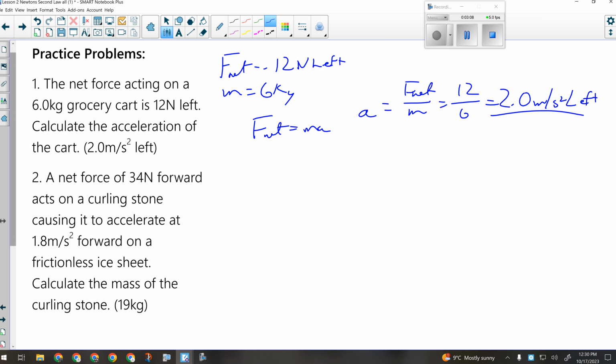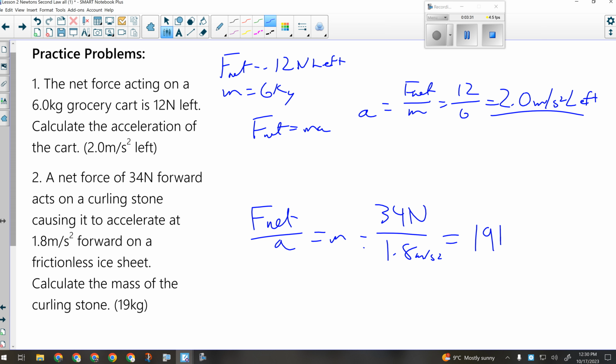And then for number 2, just the opposite manipulation. We're looking for m instead. So we would have F net over a equals m for that one. They told us the net force was 34 newtons, and we're dividing that by the acceleration, 1.8 meters per second squared. That's going to leave us with kilograms for the units, and it's going to be 19 kilograms. Everybody all right with that? Any problems with any of those?